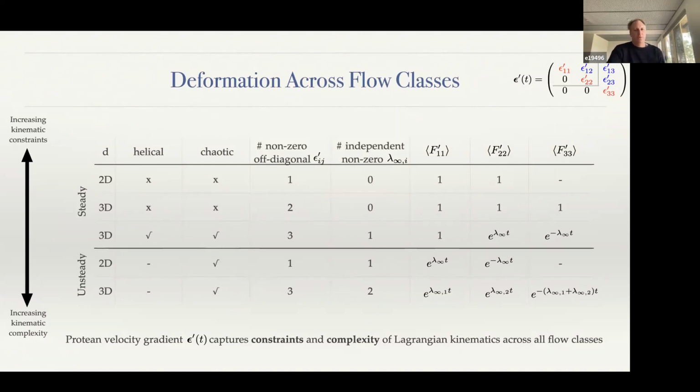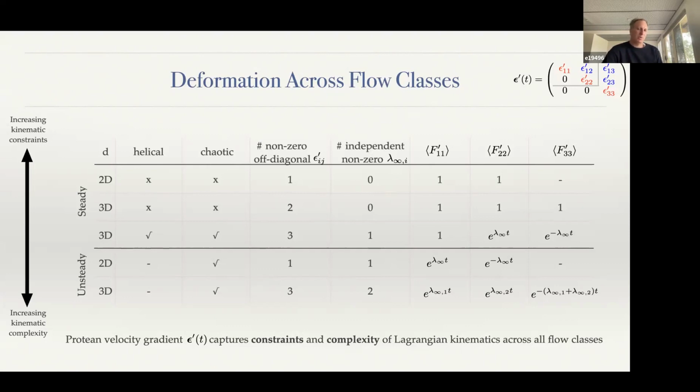And we see, first of all, that the number of non-zero off-diagonal terms typically increases as we move down. So the number of non-zero off-diagonal terms in the velocity gradient tensor increases in general with increasing kinematic complexity. But also, more importantly, the number of independent non-zero Lyapunov exponents in the system increases as we move from steady, simple 2D flows to unsteady 3D flows.